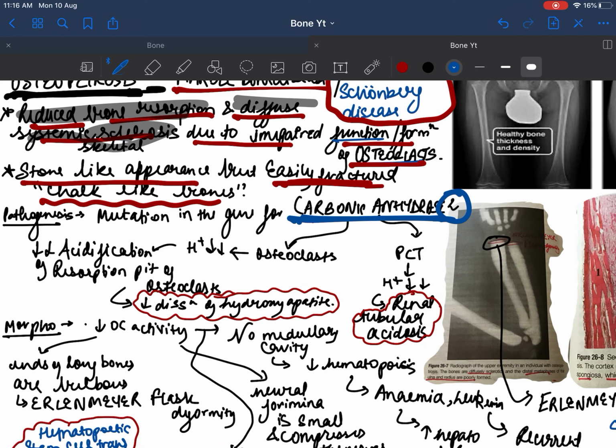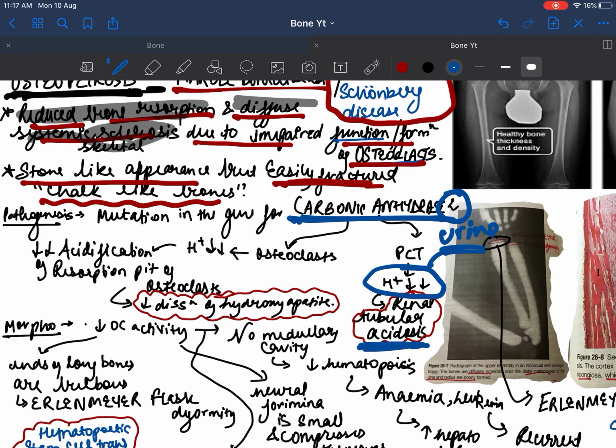Your H plus will be retained in your body, which will lead to renal tubular acidosis. The PCT has a function of acidification of urine. If your PCT is not working properly due to an ineffective carbonic anhydrase enzyme, this will lead to renal tubular acidosis because it will decrease H plus in what? The urine.